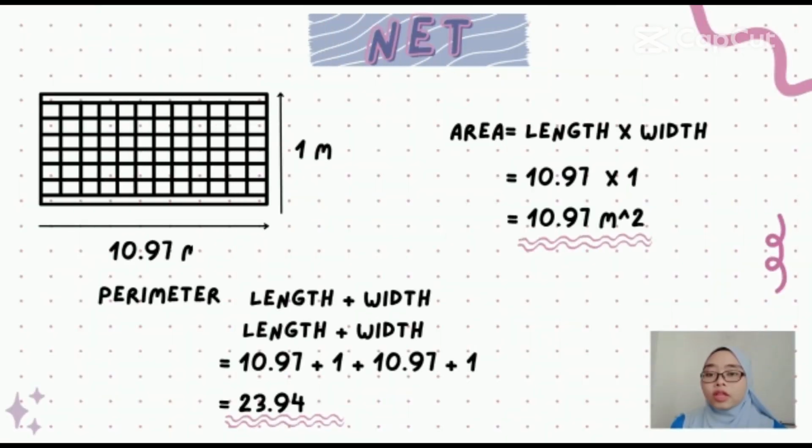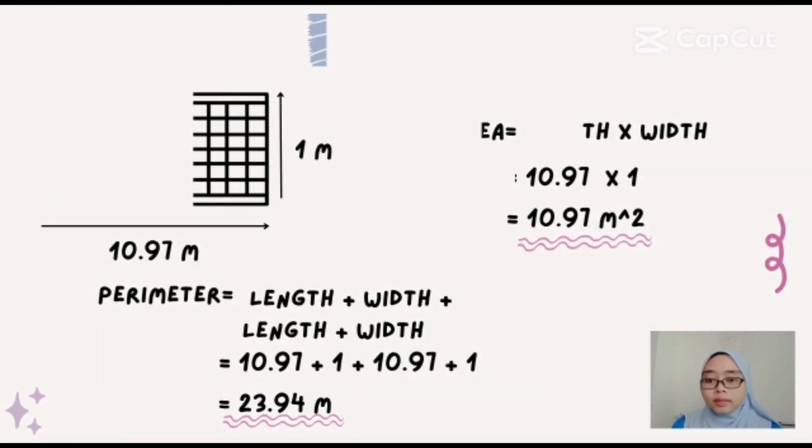Now we have the volleyball net. The shape of the net is the same as the court, which is a rectangle. The length of the net is 10.97 meter, and the width is 1 meter. For the perimeter, we can calculate all the sides, which are 10.97 plus 1 plus 10.97 plus 1 equal to 23.94 meter. Next, we can find the area of the net, which is 10.97 multiplied by 1, and the final answer we get is 10.97 meters squared.